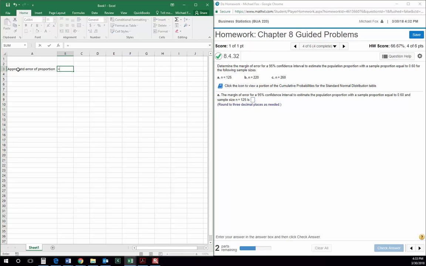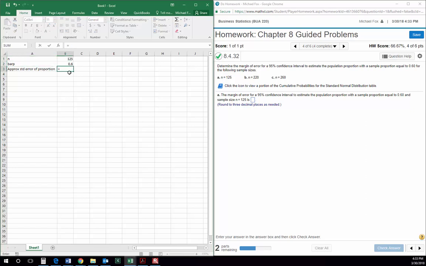So I'm going to say this equals square root of, in fact, you know what, before I even do that, I'm going to go ahead and put my sample proportion up here. That's called bar P, and it's 0.6. That will help me a lot. Then I'm also going to put my n in here. And n right now, we'll have these 3 different versions of n, so I'll just start with 125.